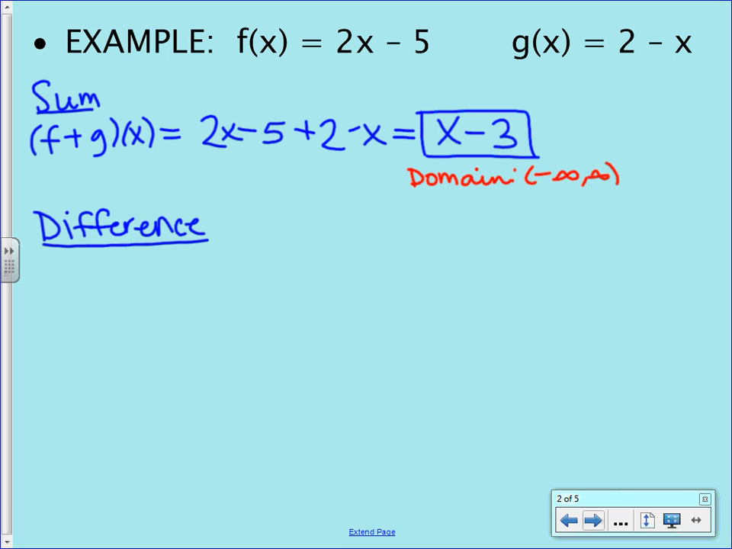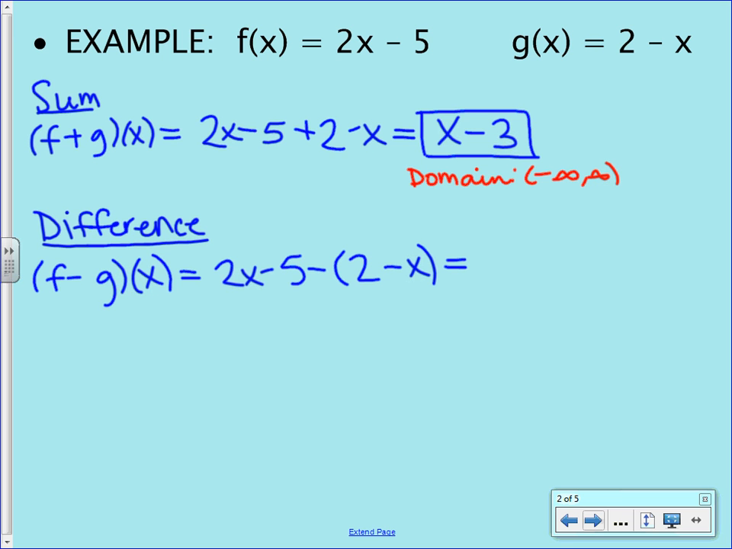All right, the difference of two functions, so f minus g of x, we're going to take 2x minus 5, and we're subtracting the entire g function. So please put it in parentheses. What is our resulting function? Yell it out. Careful. Because we have 2x minus a negative x gives us 3x minus 7.